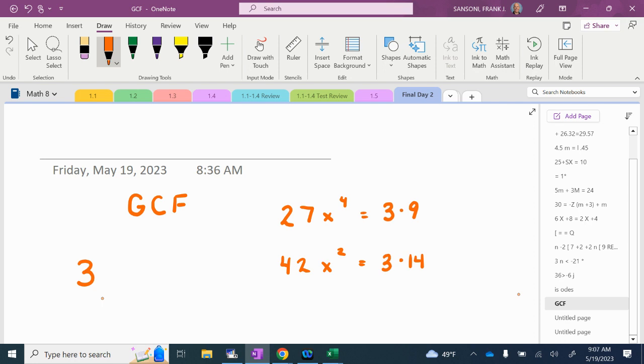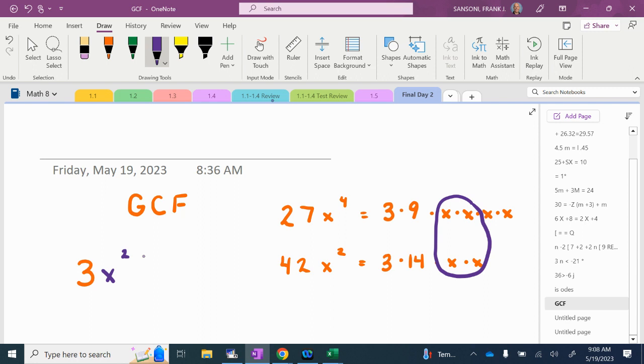And then how many x's do they have in common? One has 4 x's, one has 2 x's. So how many do they have in common? 6 x's? No, they don't have 6 x's in common. 2, right? This one has 4 x's, and this one has 2 x's. So all they have in common is 2 x's, right? So my GCF is 3x squared.